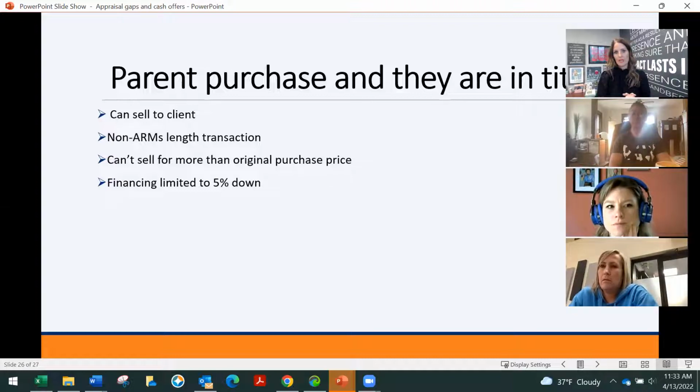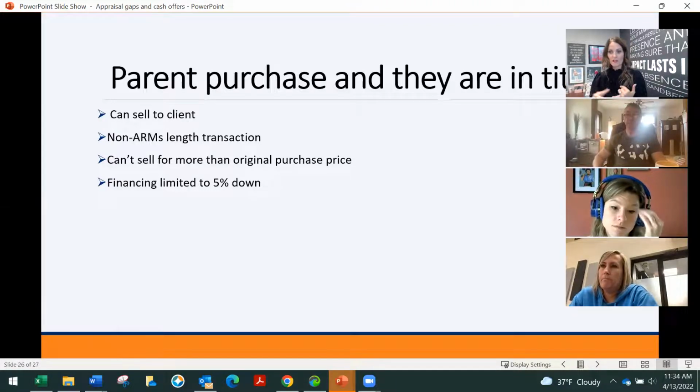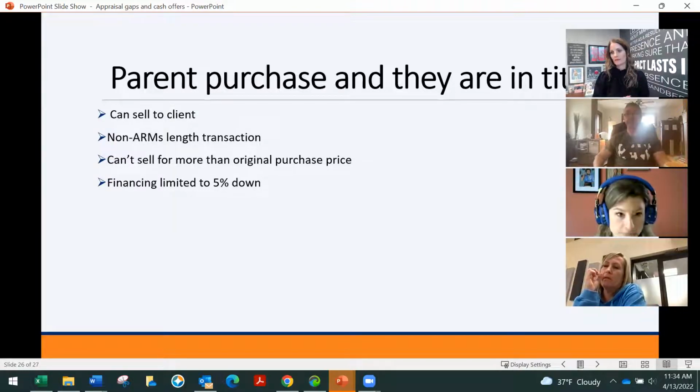Okay. So if you are going to have family do this, they should buy it, put it in their name, entitle it, and then sell it to their kids. It puts the kids in a better situation financially. They also don't have waiting periods and they'll get a better interest rate. But it is a little bit more legwork because you have to do a contract.